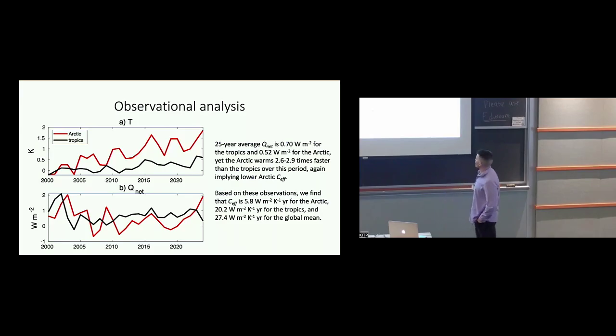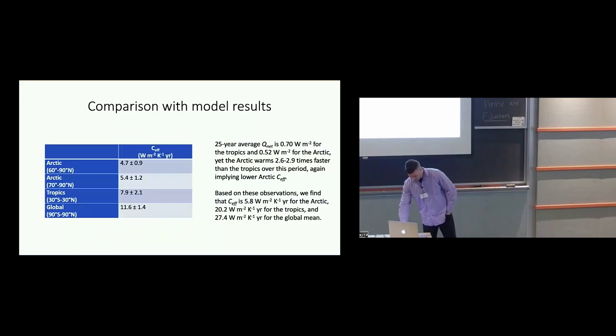effective heat capacity. Based on these observations, we find that CF for the Arctic is just under 6 watts per meter squared per Kelvin years, for the tropics is about 20, and for the global mean about 27. So how do these values compare to the previous model results that I showed?